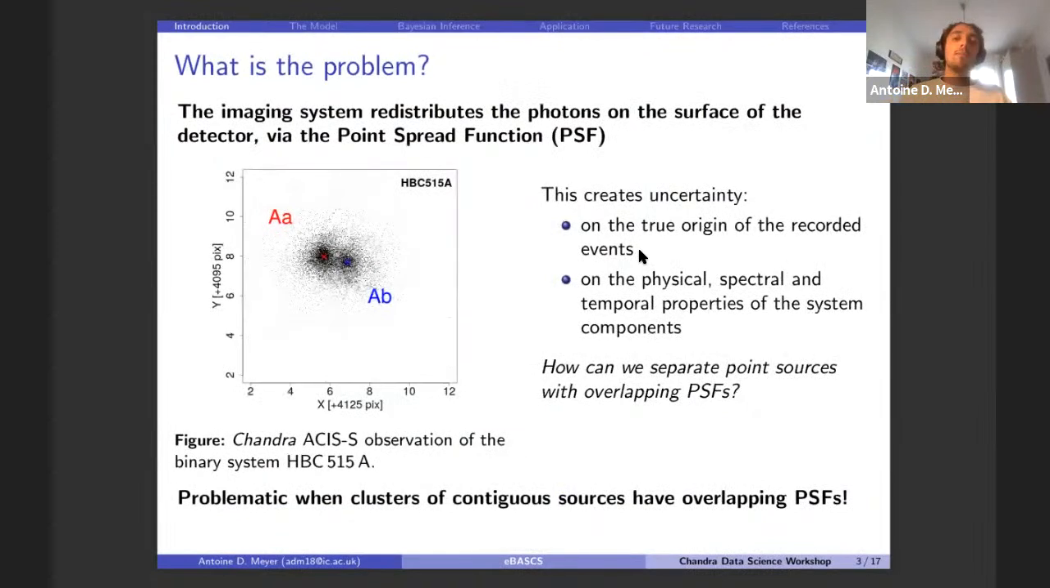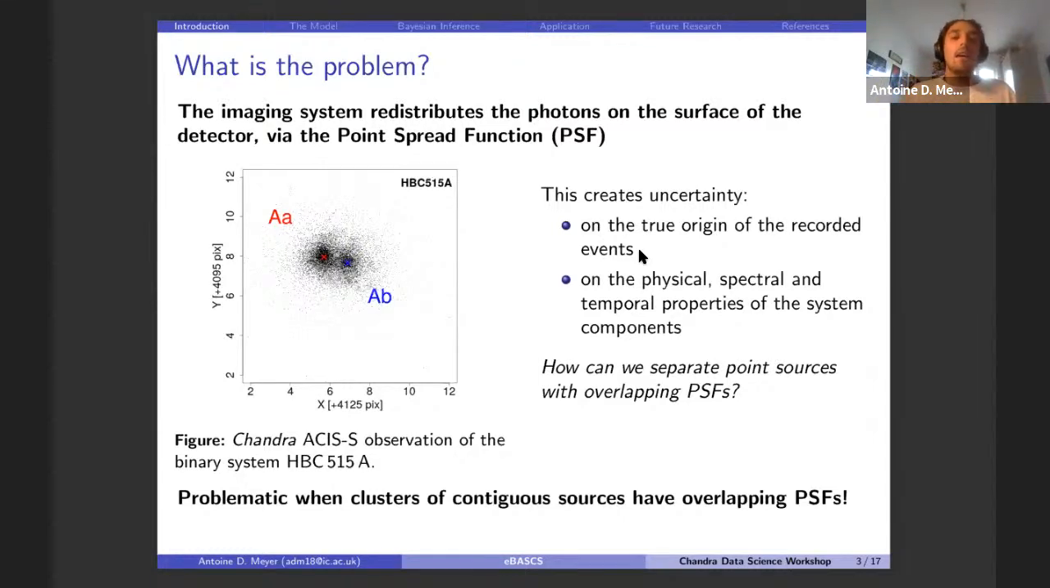So what is the problem? We're interested in the analysis of individual X-ray sources that appear in multiple systems or in crowded fields. And in this setting, conducting a meaningful analysis relies on your ability to identify the sources that are emitting photons in your observation and the allocation of those events to the sources, so you can study the individual sources in isolation and free of contamination from the other components of the system.